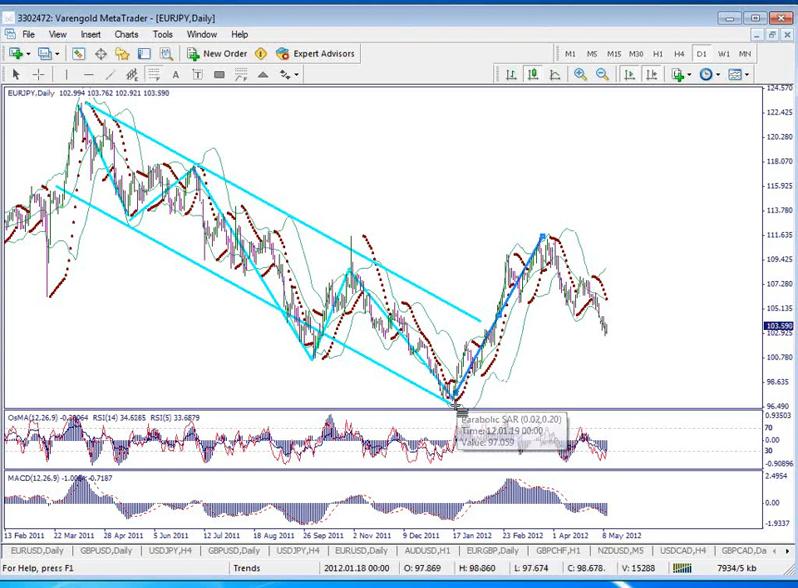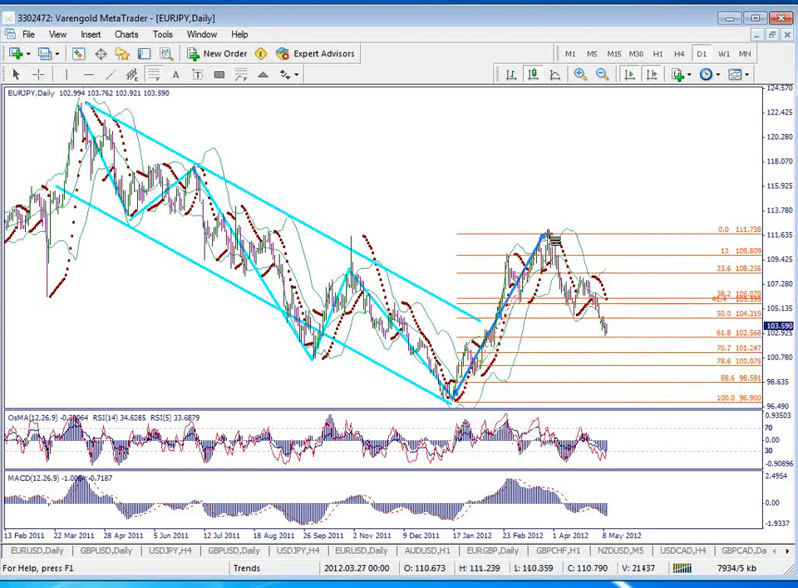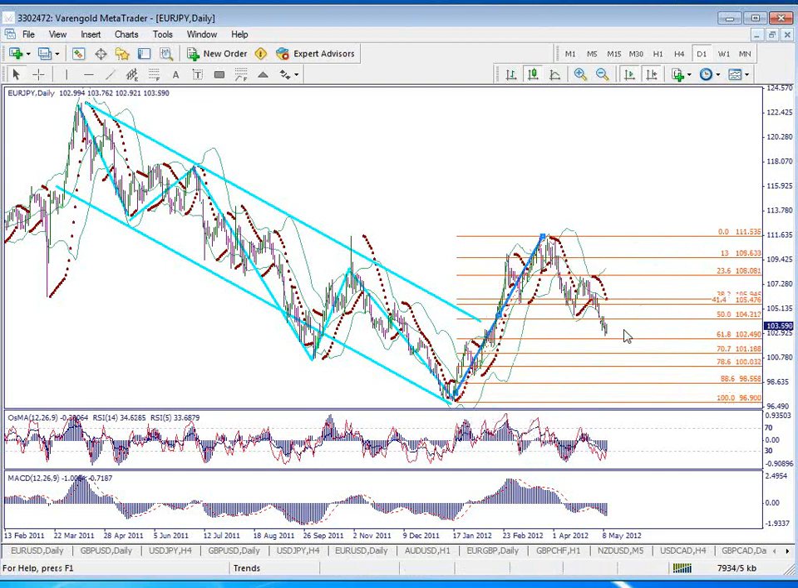The pair just reached 61.8 from the last wave. So I think that probably this will be the wave. And it is a big possibility to have here something like this. This is on daily.